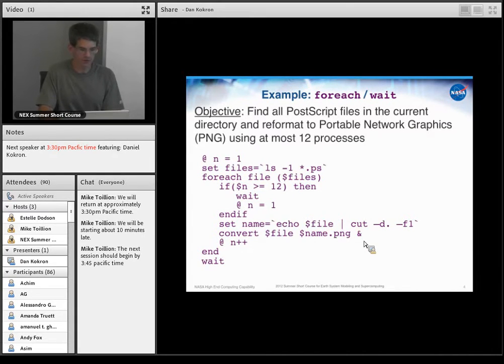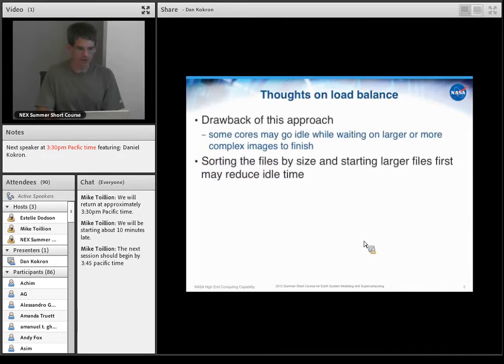Some drawbacks of this approach: different images may take longer or shorter time to process. So there's a load balance issue. Some of these 12 processes may have a small image or less complex, and they finish very quickly. But this approach does not dole out new work as others finish. So you're going to have some load imbalance and basically wasted time.